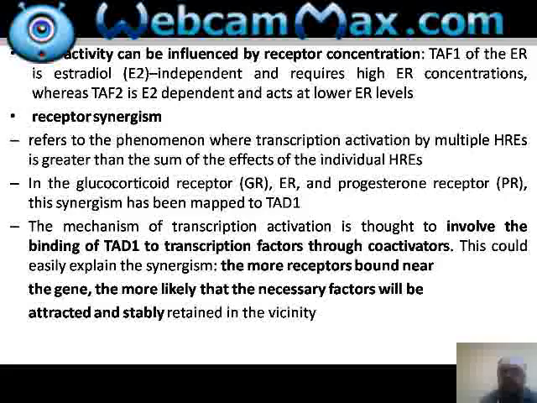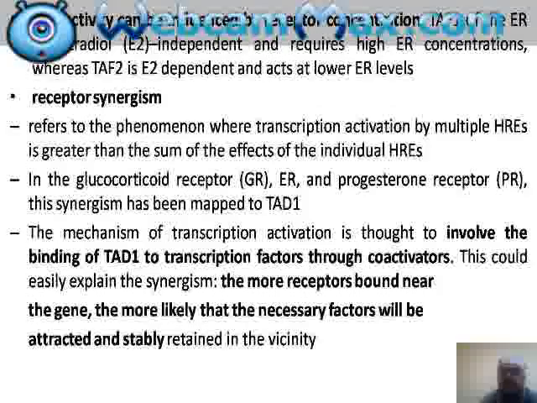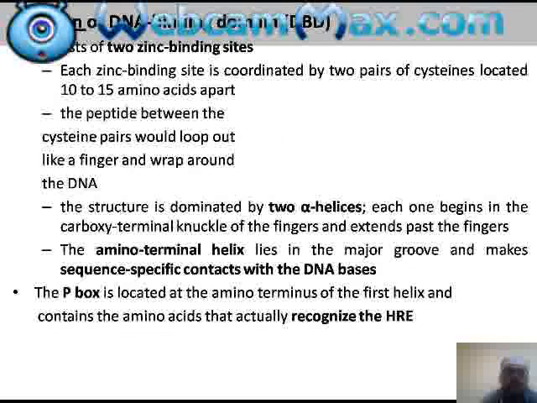We have looked into the AB domain. Now we will look into the C domain. The C domain consists of two zinc binding sites, and these two zinc binding sites are finger-like projections which loop out and wrap around the DNA. In the zinc binding sites, there are two pairs of cysteines located 10 to 15 amino acids apart, and these are important for the specific contact with the DNA bases.